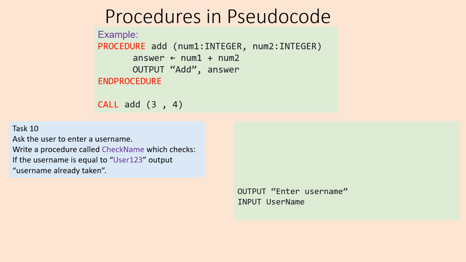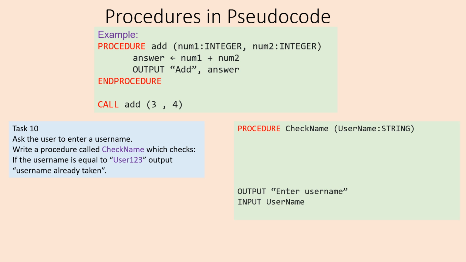Now we need to create our procedure. So again, looking at the example, we state procedure. It's going to be called check name, and we're only going to have one parameter, and that's going to be the username. So the argument is going to be the username. We're going to pass that to the parameter username, and then we're going to check it.